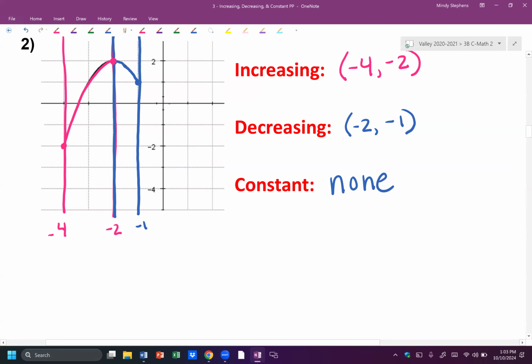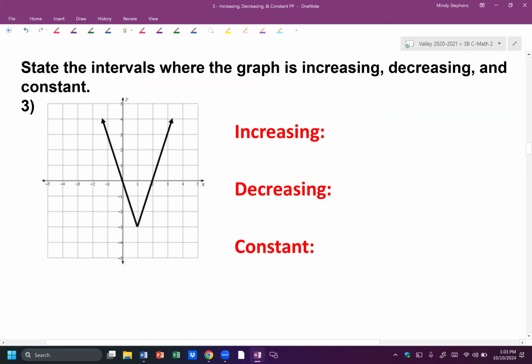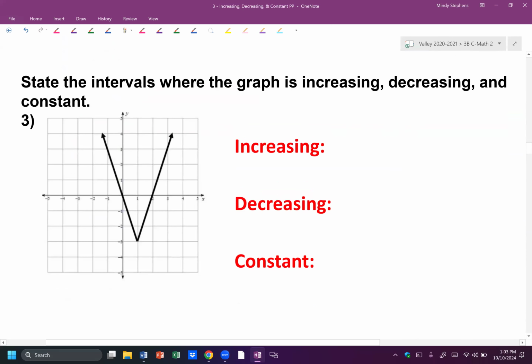All right, let's try 3. So starting at the left, we're going to trace the graph. It's got an arrow. You've got to keep that arrow in mind, and it goes like this, and it stops right here. So on the left, does it have a stopping point? Because it doesn't have a stopping point, it's decreasing starting at -infinity because it goes forever.